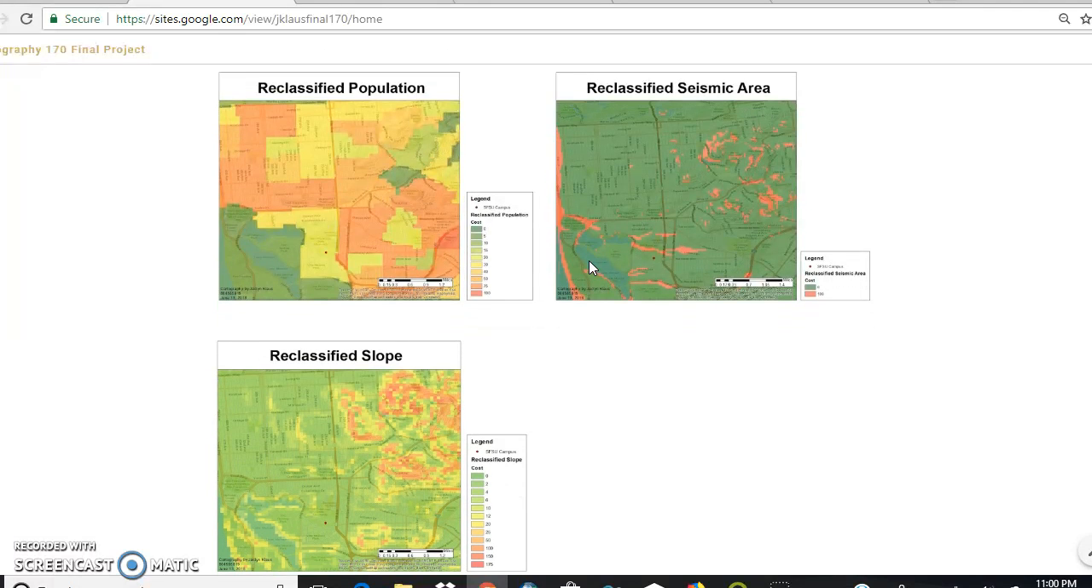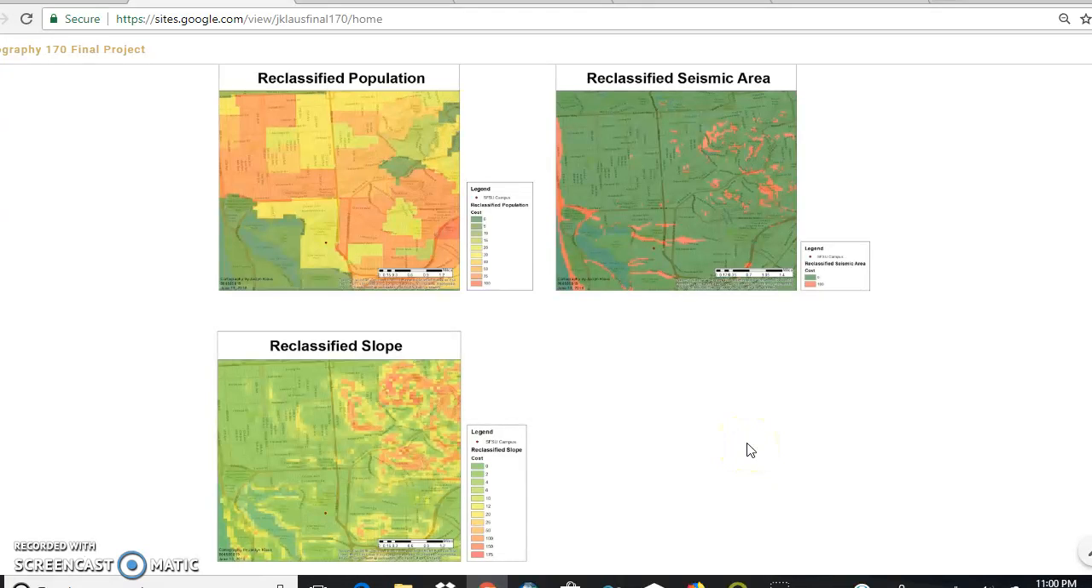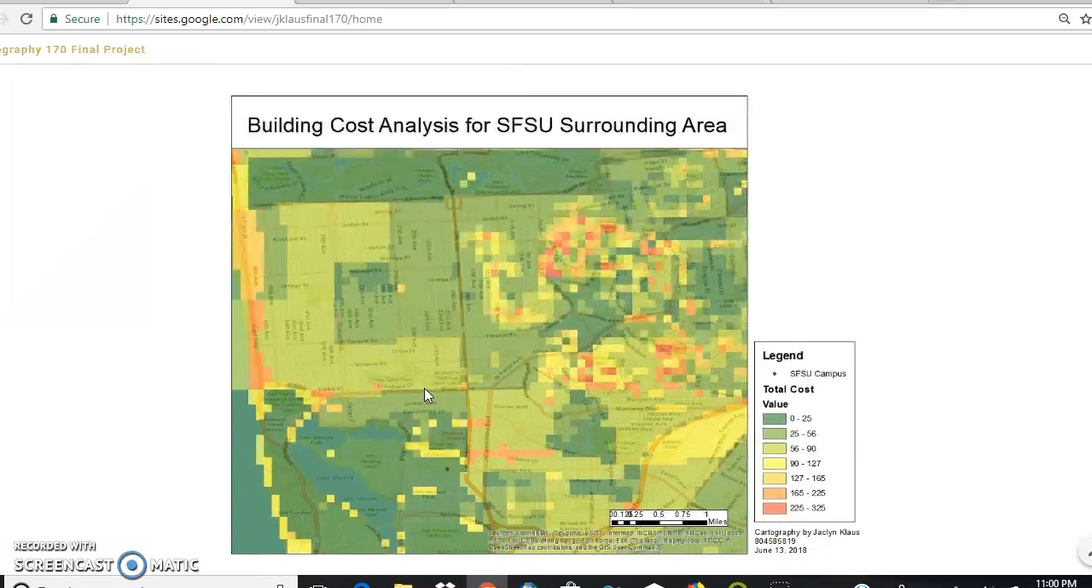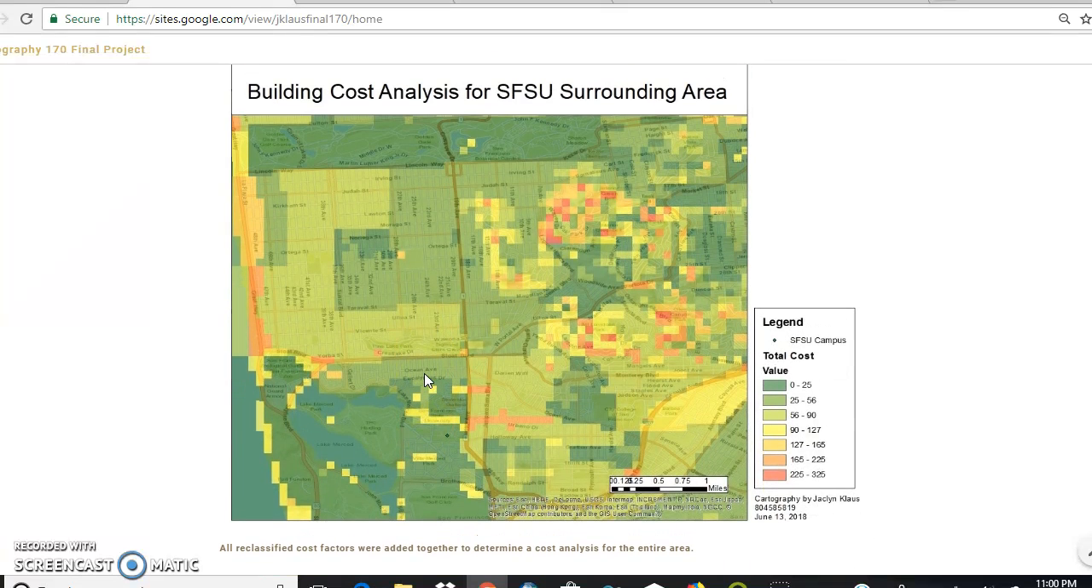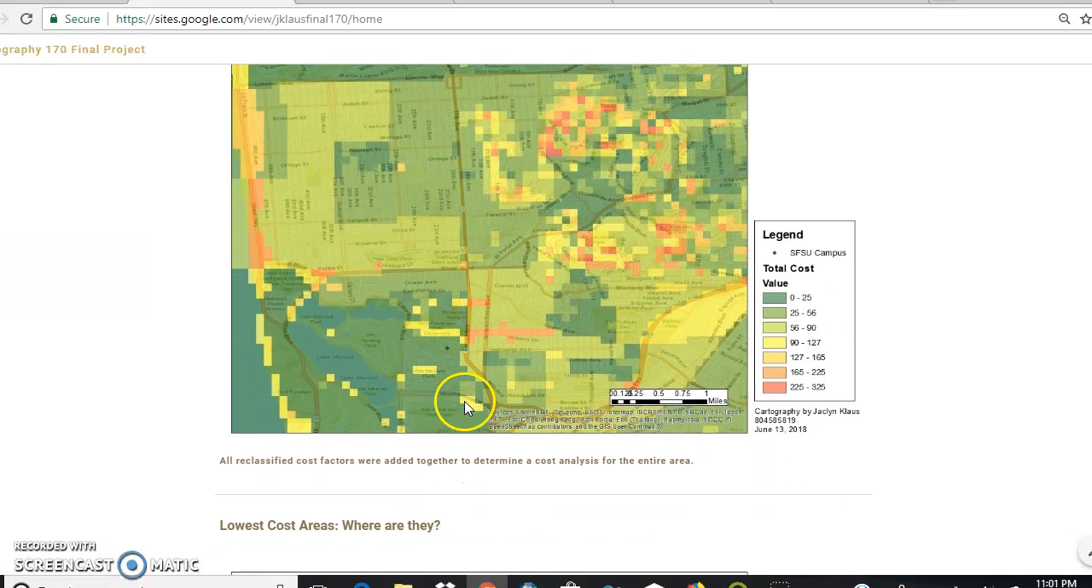So here are my reclassified areas. You can see red is higher cost and green is the low cost areas. We definitely want those low cost areas. I added all of these together to create my cost analysis for the surrounding San Francisco State area. Green is lower cost, red is higher cost. Some green areas might be pretty difficult to build on. You can't really build in Golden Gate Park. You can't build around Lake Merced. SF State campus is already in a low cost area, which is kind of cool.